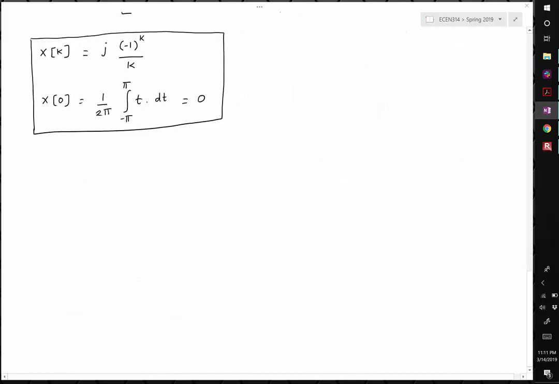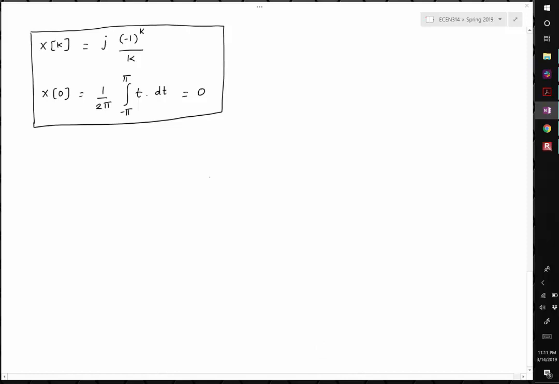So what this means is, if you look at the Fourier series coefficients, the term corresponding to k equal to 0 is 0. The term corresponding to k equal to 1 is j times negative 1 over 1. Then I get j times 1 over 2, j times negative 1 over 3, so on and so forth. And the same thing when k takes the value negative 1, negative 2, so on and so forth.